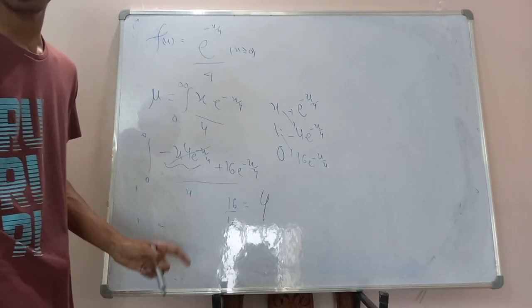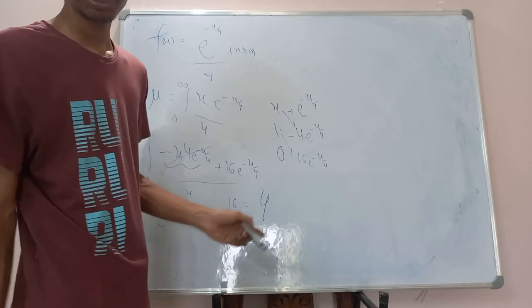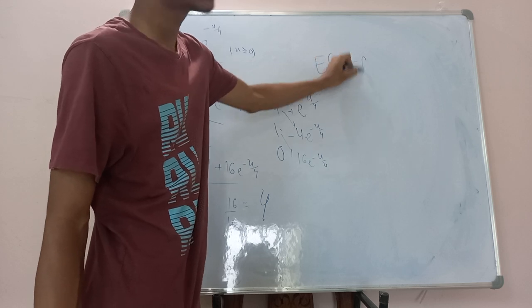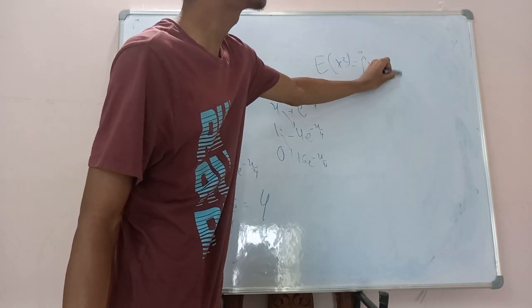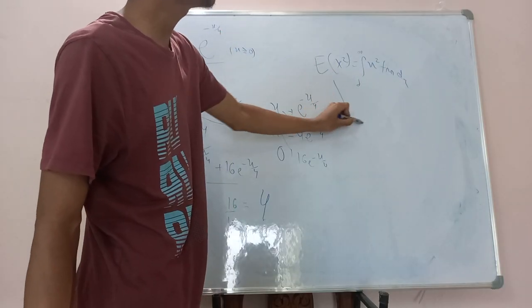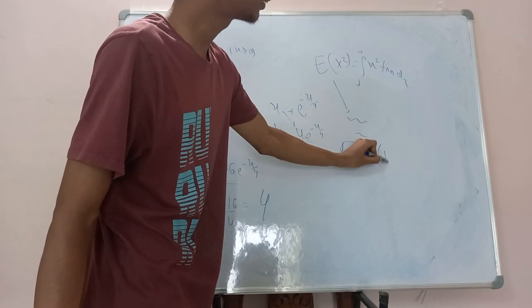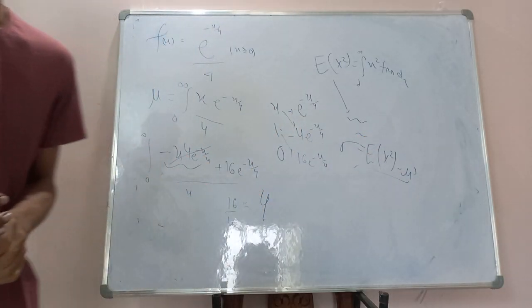Right? I got 4. Similarly, for E x square, it will be given as 0 to infinite x square fx dx. So similarly, we can also find this, and then for variance, I will do E x square minus mu square, right?